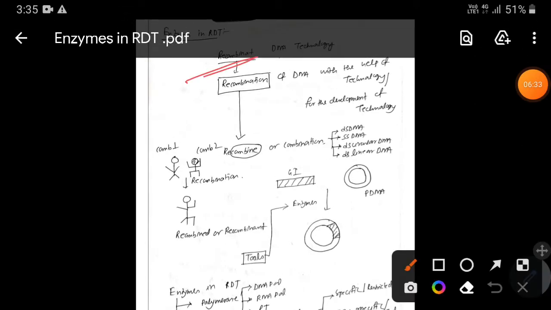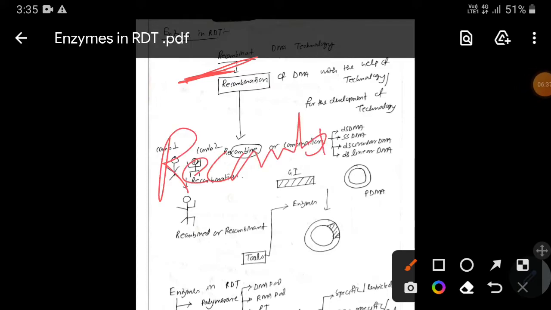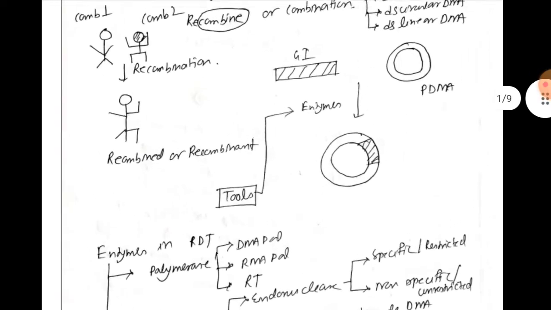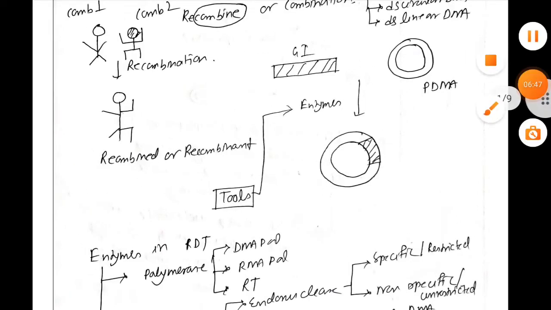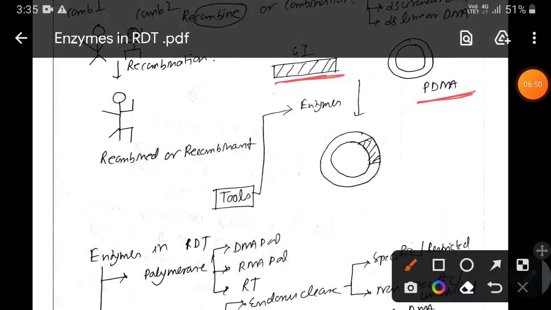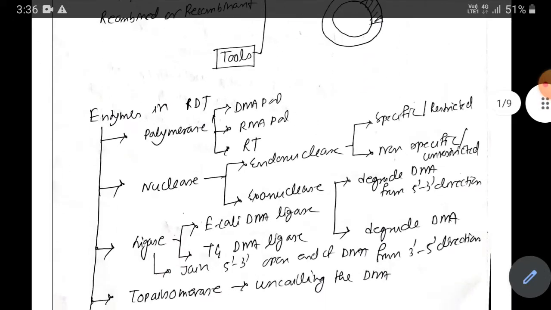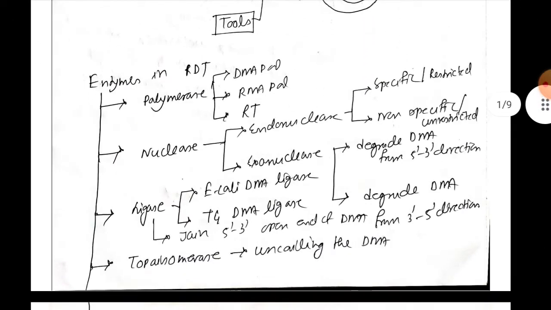So recombinant DNA technology is nothing but recombination of DNA molecules with the help of technology, or for the development of technology, okay? And here, with the help of recombinant DNA technology, we have joined the gene of interest and plasmid DNA with the help of which? With the help of enzymes, right? So now let's start our discussion regarding enzymes.